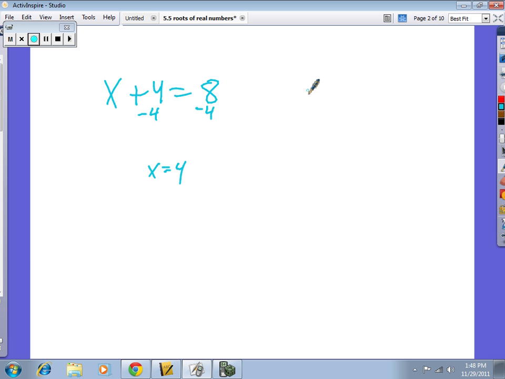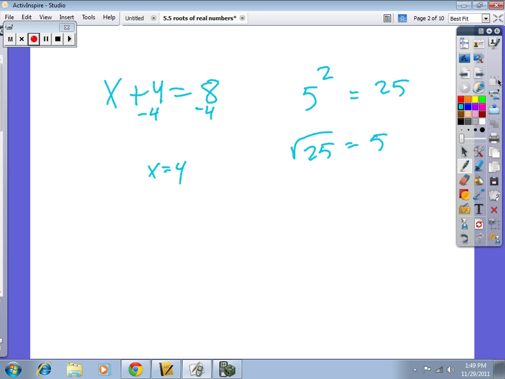So look at this. What is the inverse operation of square? What's the opposite of a square? What's 5 squared? 25. So go backwards. What is the square root of 25? That's 5. So the inverse of a square is a square root. What's the inverse of a cube? A cube root. What's the opposite of a 4th power? 4th root.